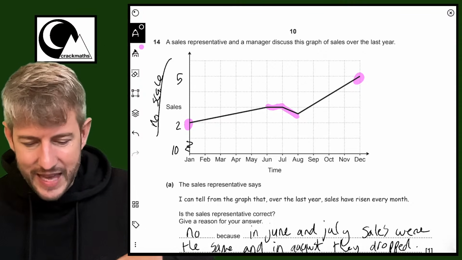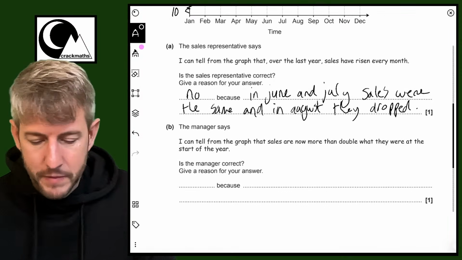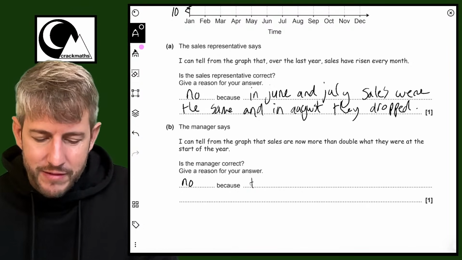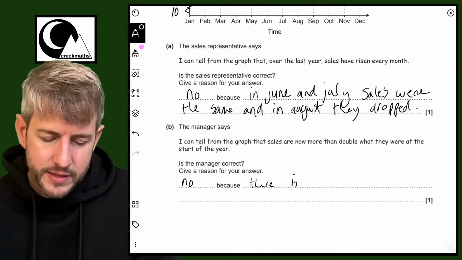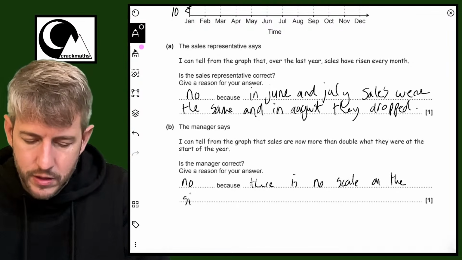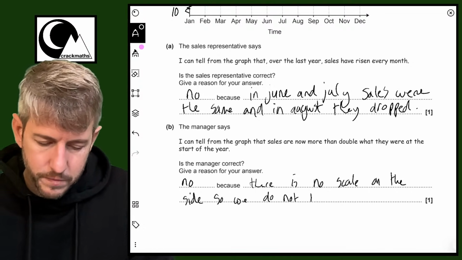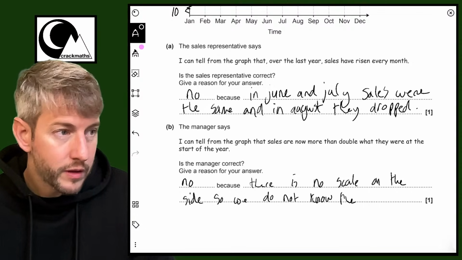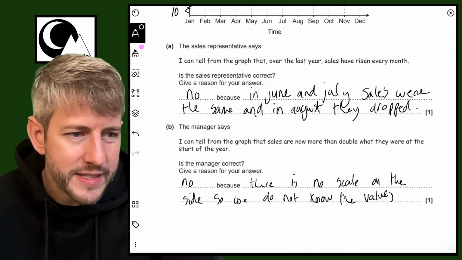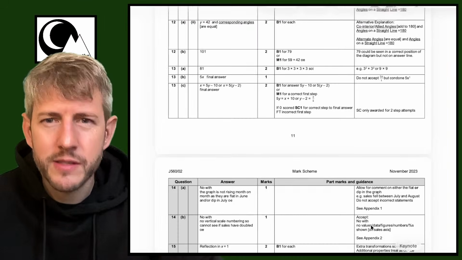Okay, so let's take a punt and say no, because there is no scale on the side. There is no scale on the side. So we do not know the values. Okay, I'm nervous about this. It might be wrong. Okay, so let's have a look. I think this is a mean question. Right, anyway, let's have a look at the answers to see what they've said.